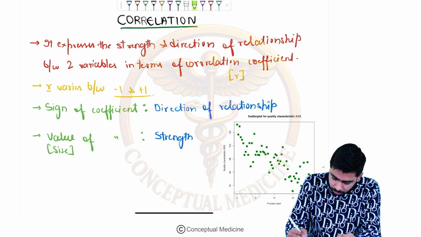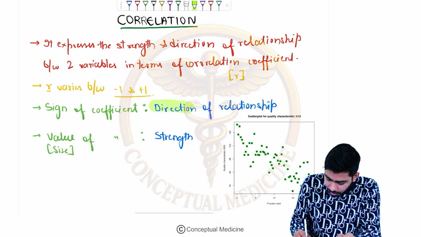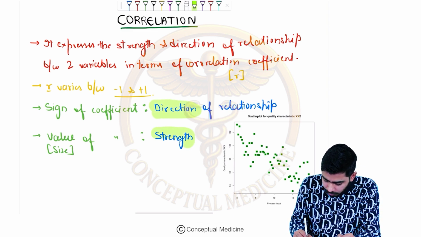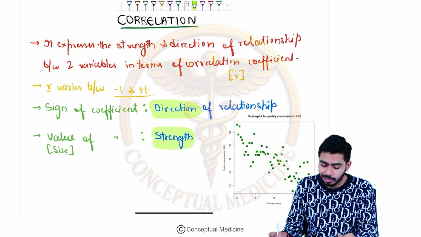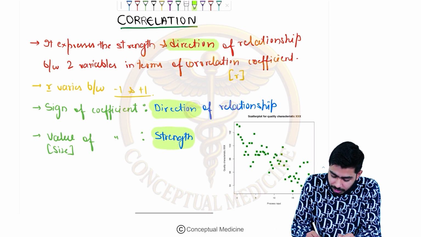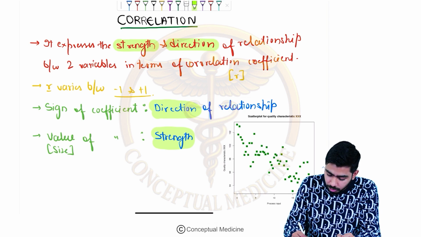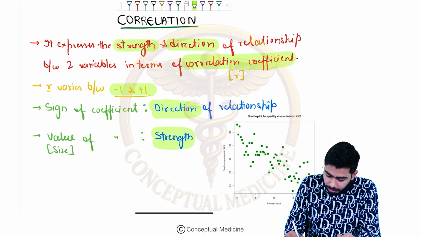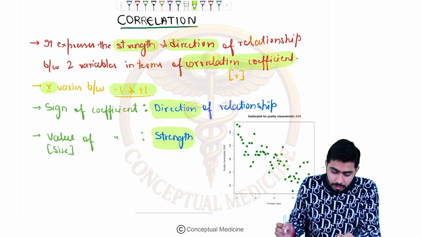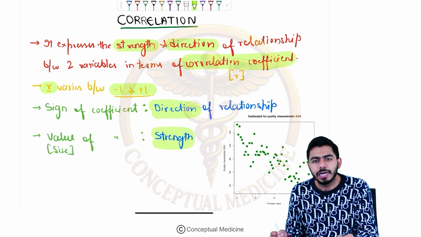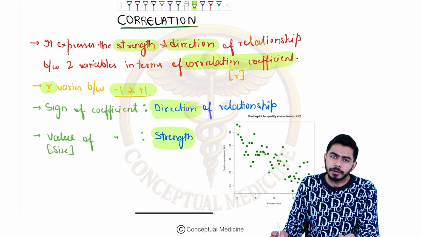Okay guys, so over here I would like to highlight that we are talking about two important things as far as the coefficient is concerned: the direction and the strength. And we are talking about the correlation coefficient, which has a range between -1 to +1, and we are describing that with the help of a symbol, the small r, right?